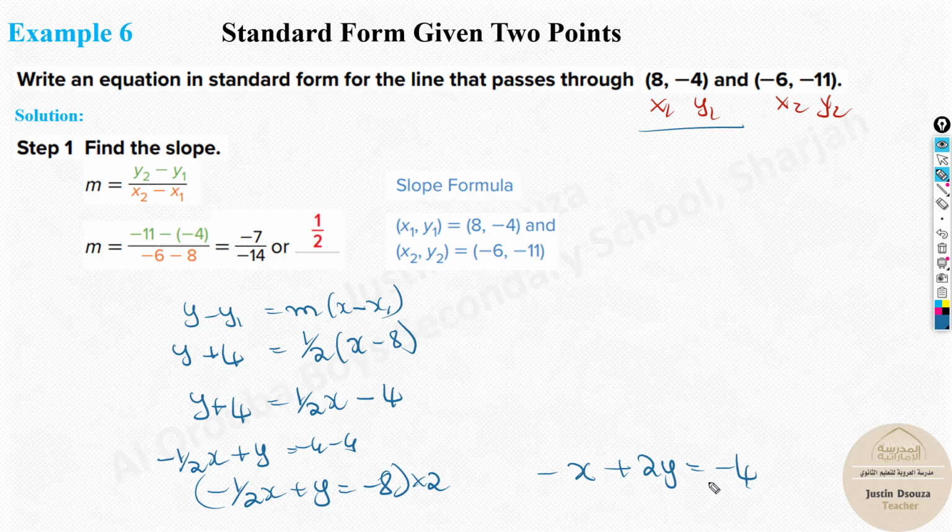Because it's equal to, you can just swap the signs. This minus becomes plus x. If this is plus, then this will be minus 2y equals plus 4. So the answer would be basically x minus 2y equals 4. So this is also the correct answer. So all these are possible answers.